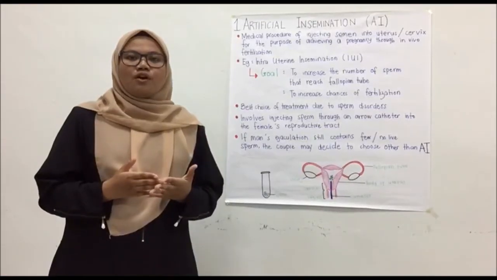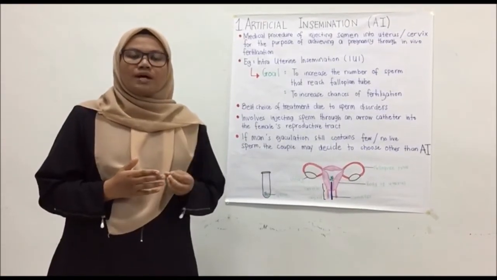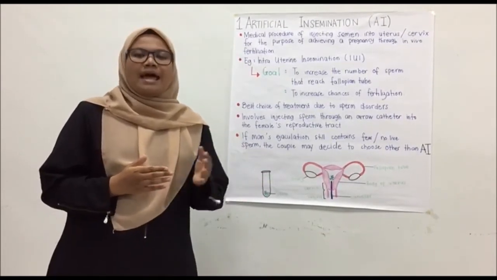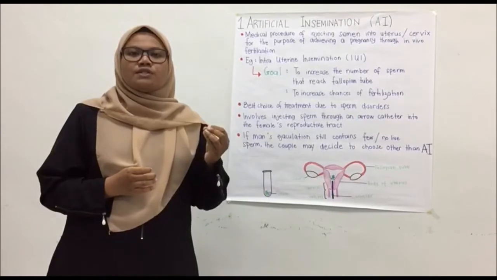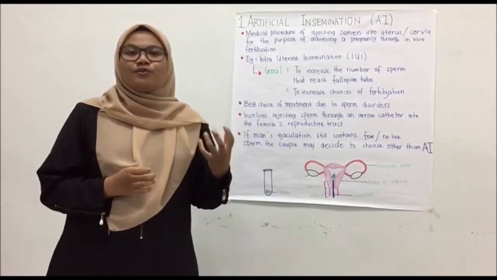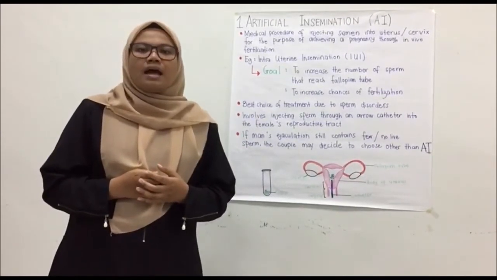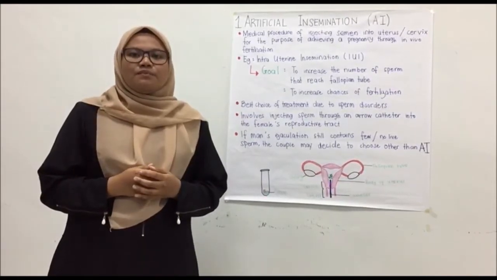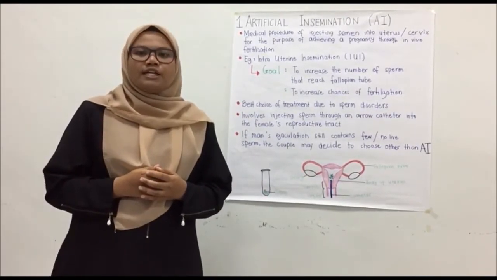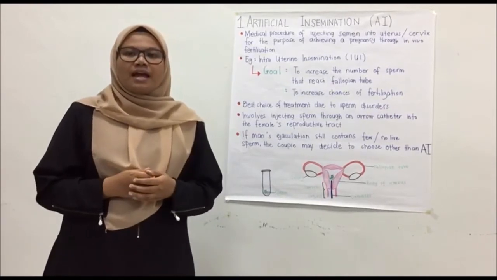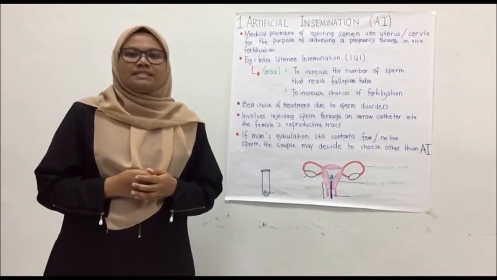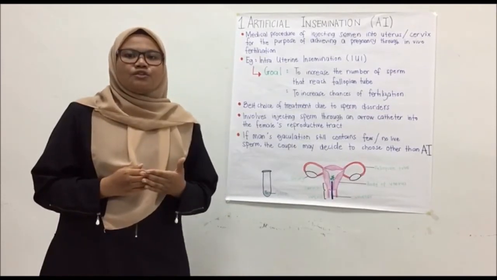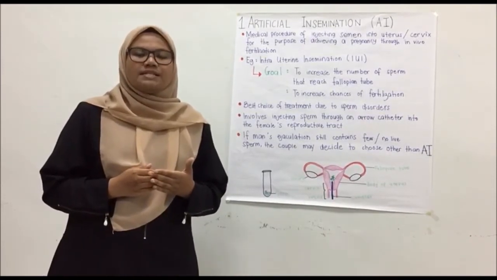An example of sperm disorder is low quantity and quality of sperm production in the male, or the male produces sperm that cannot reach the fallopian tube well. This treatment involves injecting sperm through a narrow catheter into the female's reproductive tract. If the male ejaculation still contains few or no live sperm, the couple may decide to choose something other than artificial insemination.